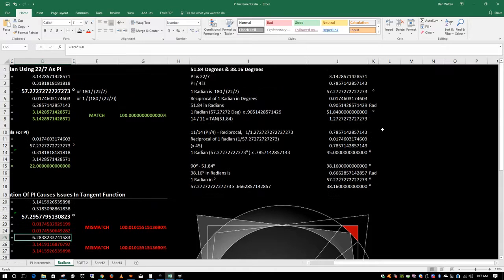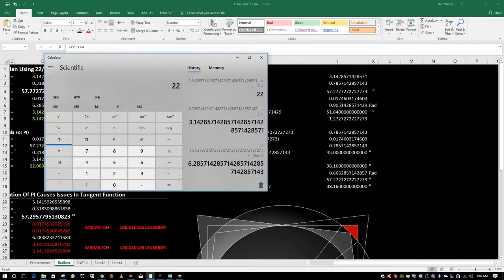So here's the way we derive it using the 22 over 7. The 51.84 is 22 over 7, which is equal to this number. Pi over 4 is equal to that number divided by 4. So if we want 1 radian, instead of using their system, we use this version of pi. Our 1 radian is 57.272, etc. If we take the reciprocal of that, and then we multiply it times 51.84, then this is the number we get in radians.